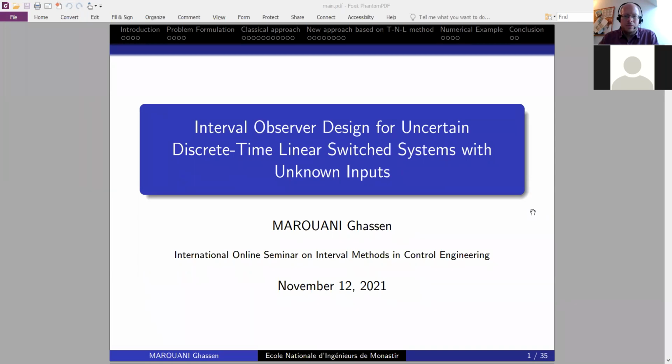Ghassen is a PhD student. He obtained his engineering degree and his master degree in electric engineering and in automatic control in Tunisia. And currently he's preparing a PhD also in Tunisia. His research interests focus on interval observers, fault detection, and fault-tolerant control for switched systems. So Ghassen, you can start your presentation, please.